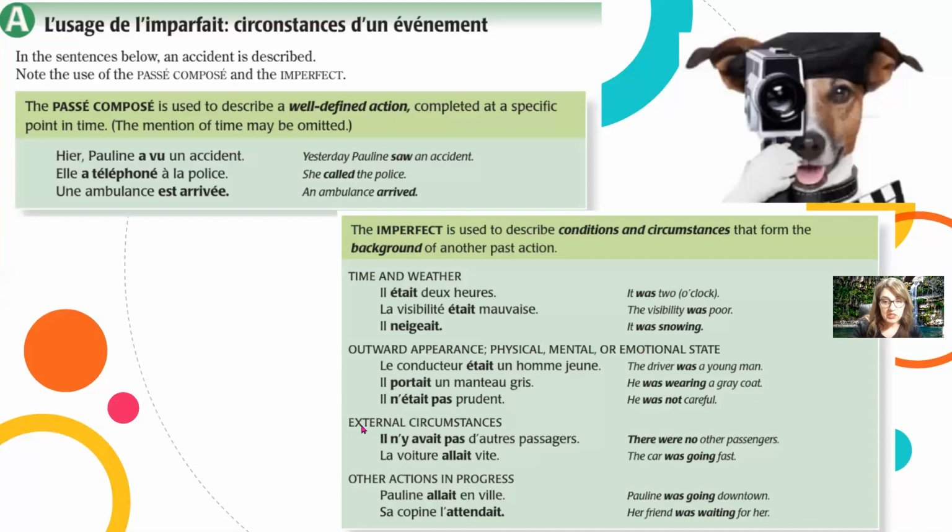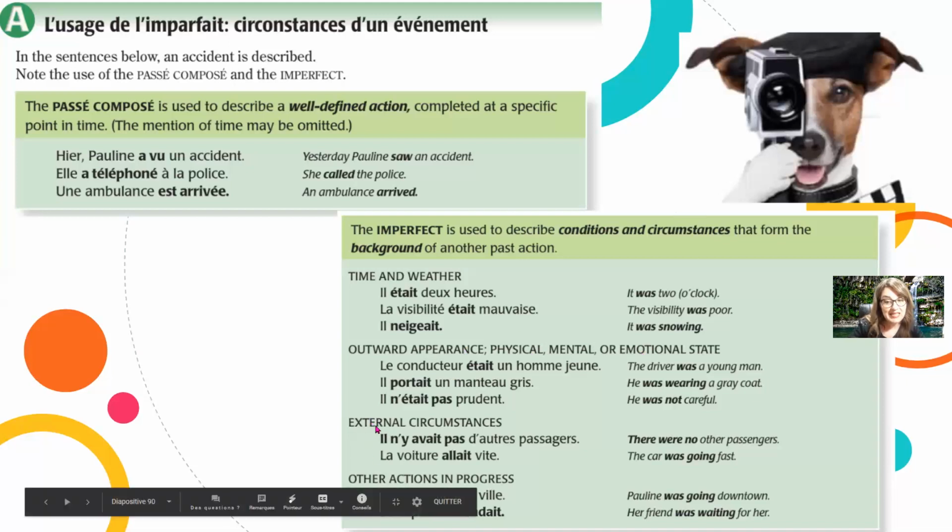Now, the conditions and the circumstances could also express external circumstances like il n'y avait pas d'autres passagers. There were no other passengers. La voiture allait vite. The car was going fast.